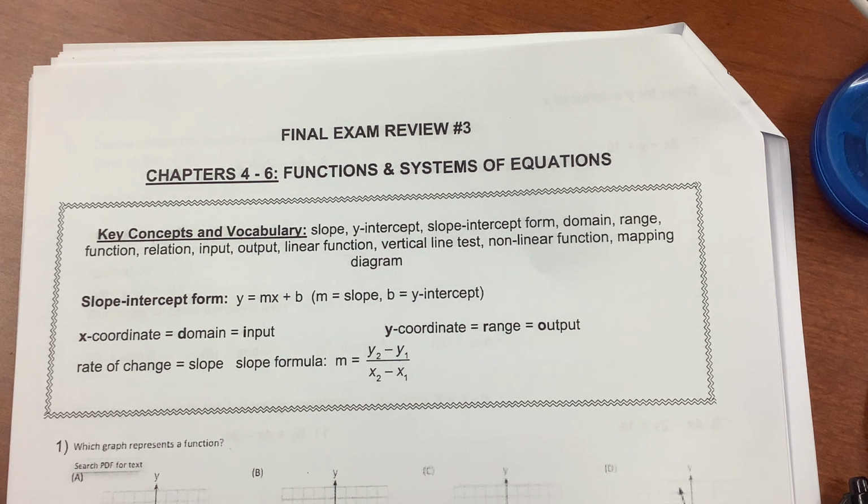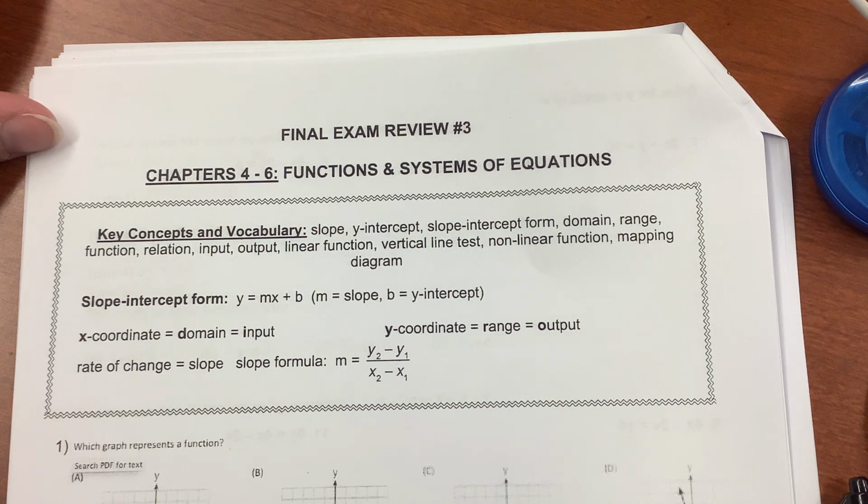We're counting down to the end, final review number 3, chapters 4 through 6, functions and systems of equations. This is quite a long chapter, so I'm going to stop in the middle and we're going to have a part 2. But let's start at the top with key concepts and vocabulary.